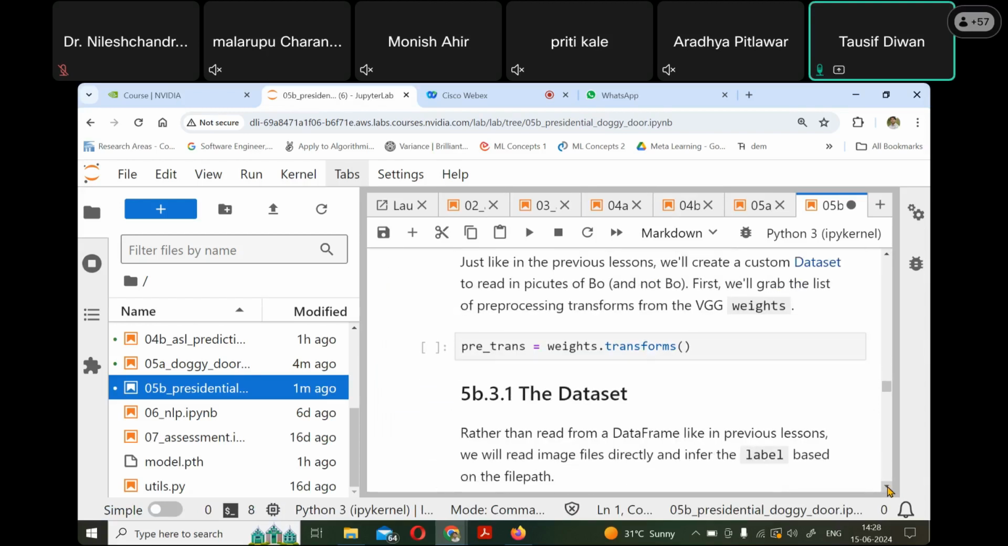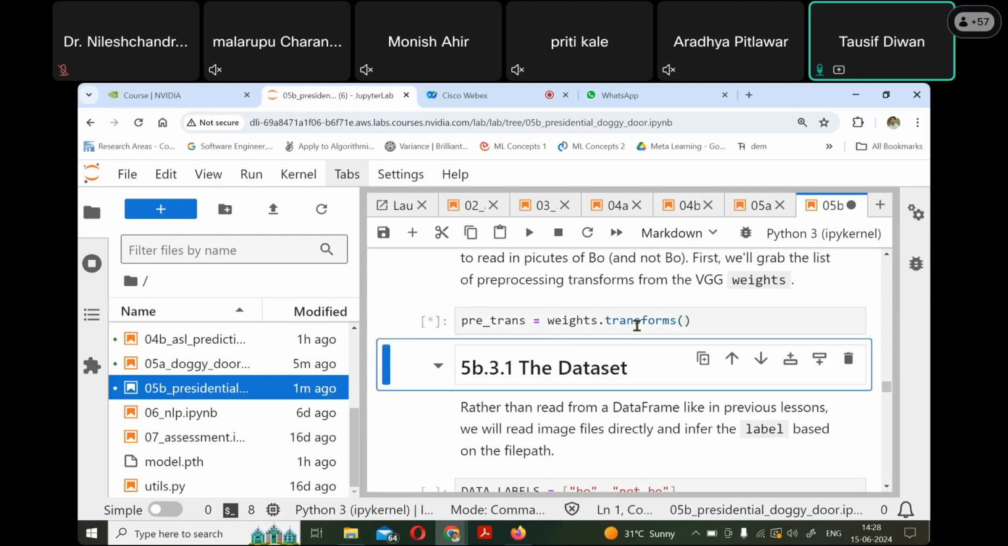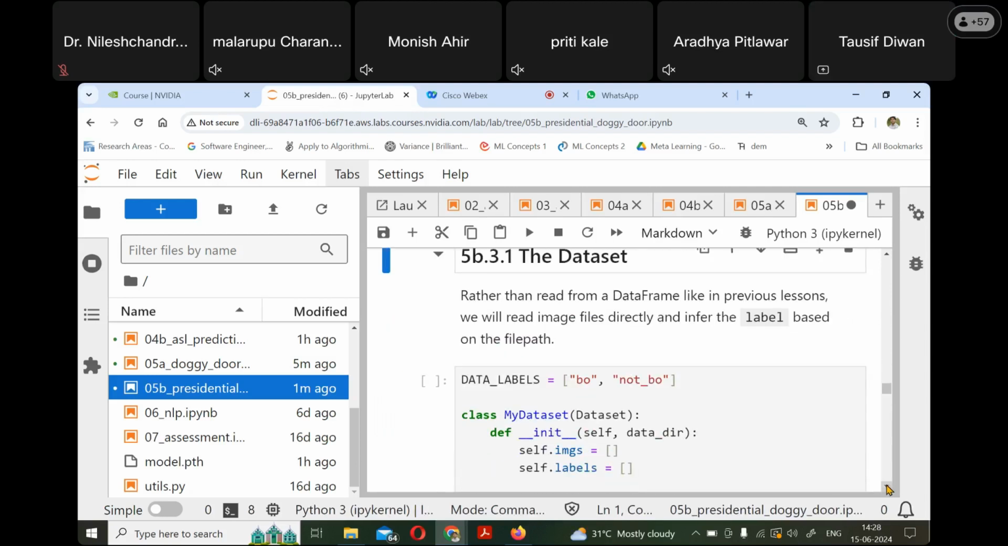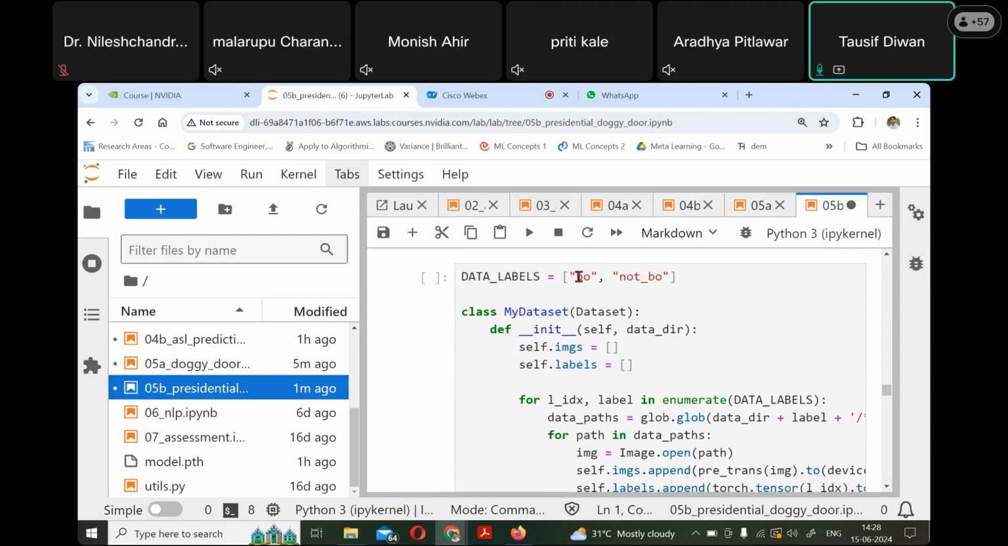Next, data augmentation. We will call this transform. Okay, these are the data labels. So we are once again creating our custom dataset. Two labels are there, bow and not bow. So this is my initialization definition.